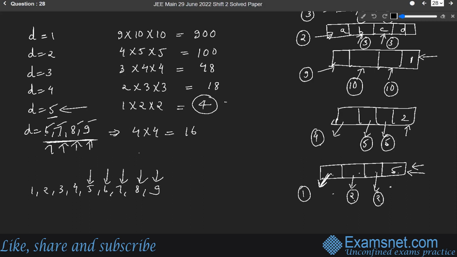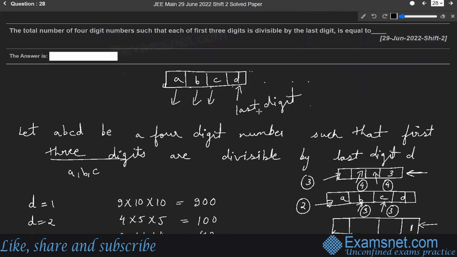But now we have to calculate the total numbers. So what will be the total? 900 plus 100 plus 48 plus 18 plus 4 plus 16. So it is equal to 1086. So the total number of such numbers is 1086. So for this question, the correct answer is 1086. I hope you are clear with this question.